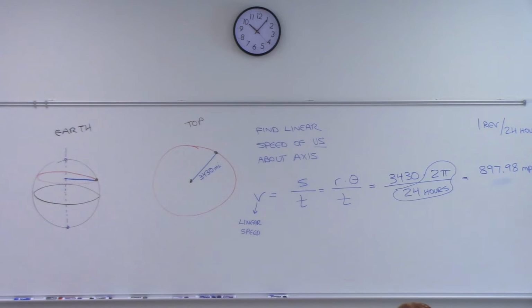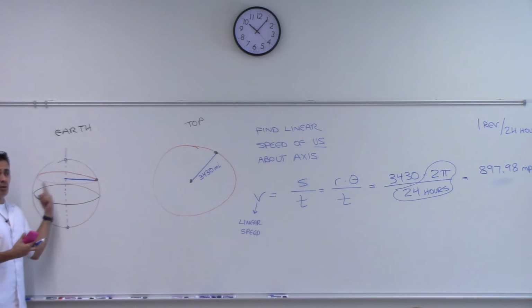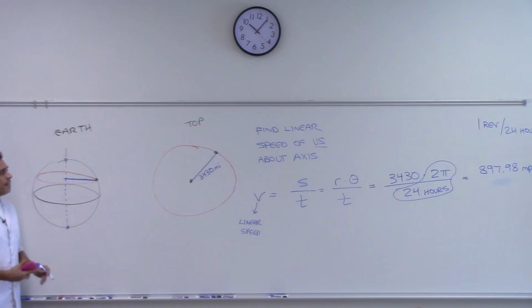Yes. Will we always multiply by 2 pi? If it's a full revolution, yes. And the reason we knew it was a full revolution is because on Earth, we know it takes 24 hours to go around once, right? So 2 pi is always the substitute for 1 revolution.